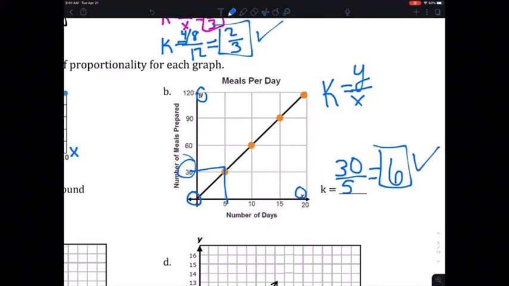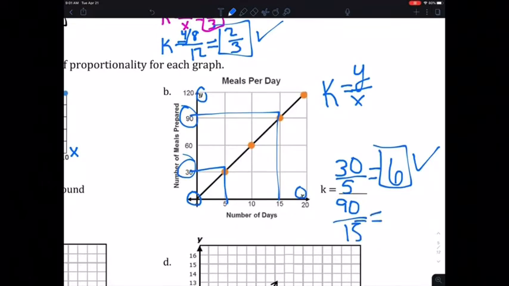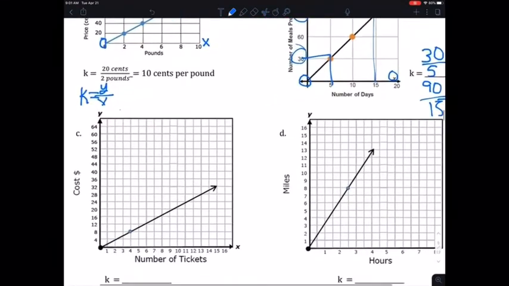And of course we could try another one. When my y value is 90, what's my corresponding x value? 15. And if you have your handy dandy calculators, you can use them, or just use mental math. This is simple enough. And we get that this is the same thing as 6 as well. Awesome. Moving on. All right, here we go.